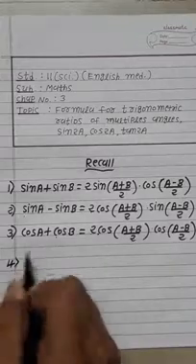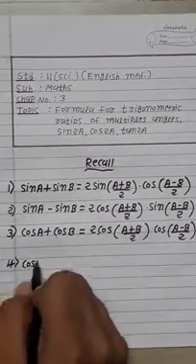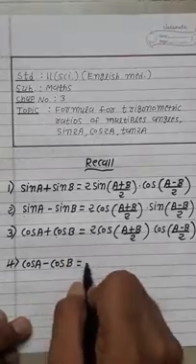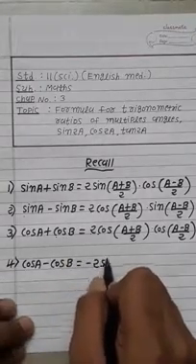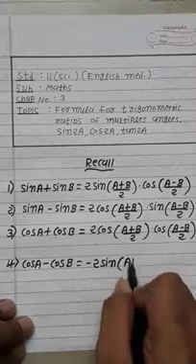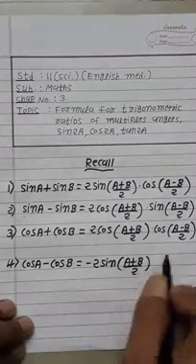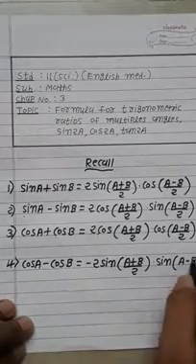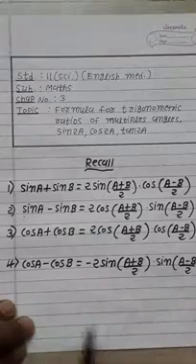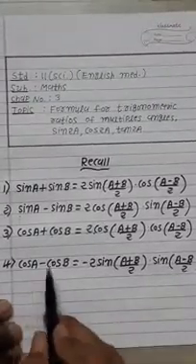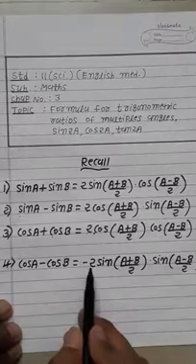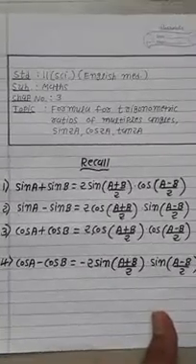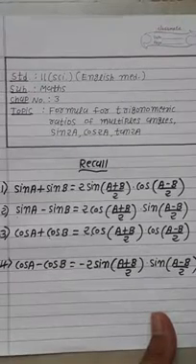And the fourth one, cos A minus cos B is equal to minus 2 times sin of (A plus B) divided by 2 into sin of (A minus B) divided by 2. Short form: C minus C is equal to minus 2ss. Now, related to these formulas, let's discuss some examples.